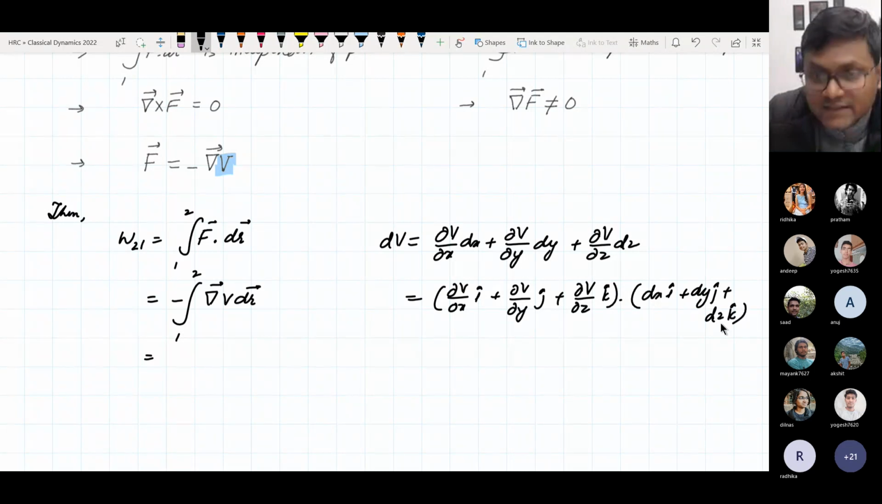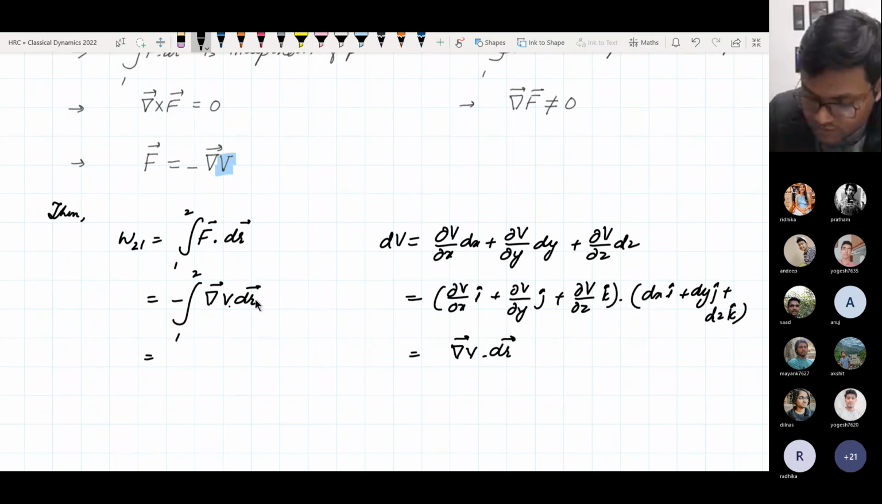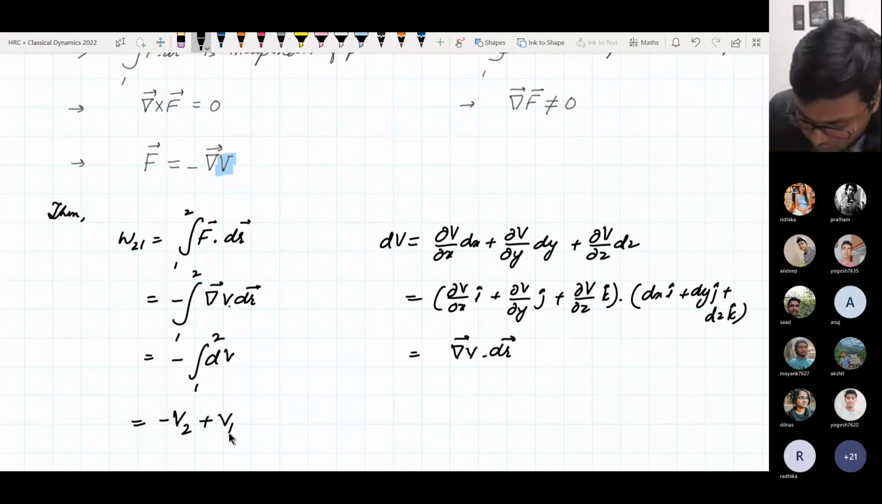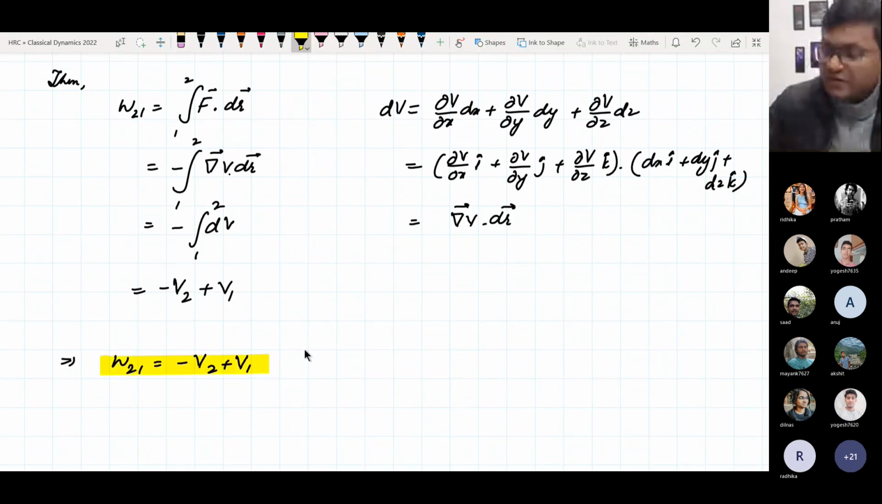Can we write it like this? Yes, sir. So what is this? This is nothing but the del operator v dot dr. So here we get dv from 1 to 2. So this is equal to minus v2 plus v1. So the work energy theorem now takes a new form, minus v2 plus v1. Okay, so this is the work energy theorem for conservative forces.